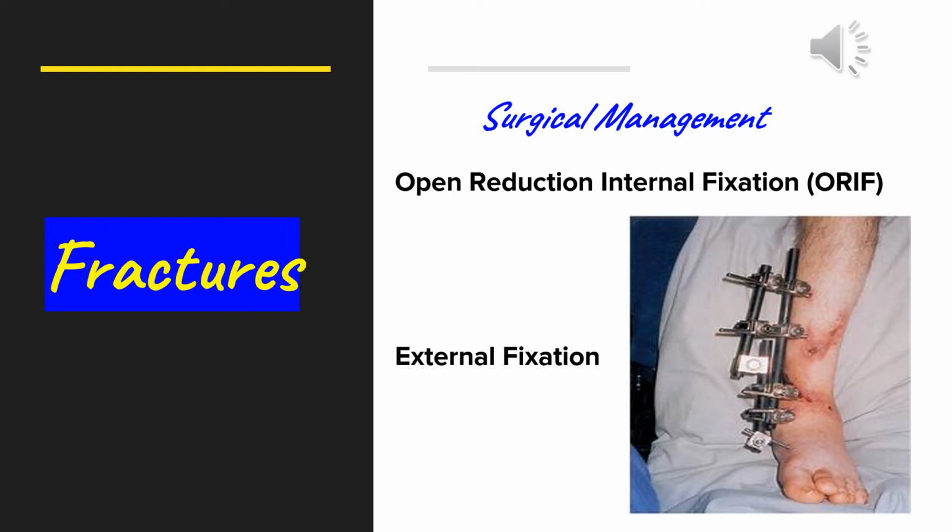Surgical management of a fracture can include an open reduction internal fixation, or ORIF, or an external fixator. With ORIFs, a surgeon opens up the side of the fracture and inserts metal pins, screws, or plates to immobilize the fracture. These inserts can be removed or kept in later. External fixators require pins into the bone attached to an external frame. An image of an external fixator has been added to the slide.